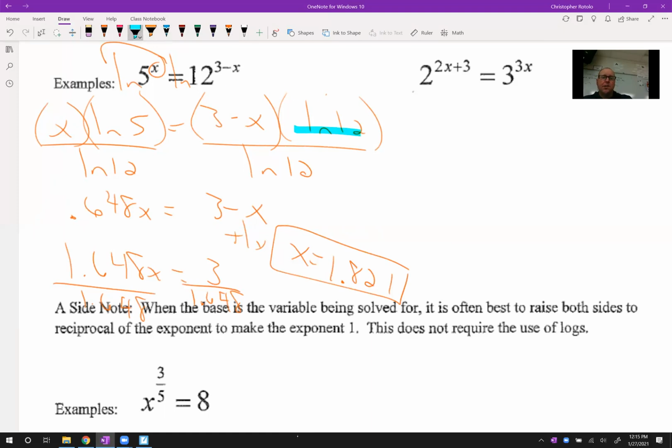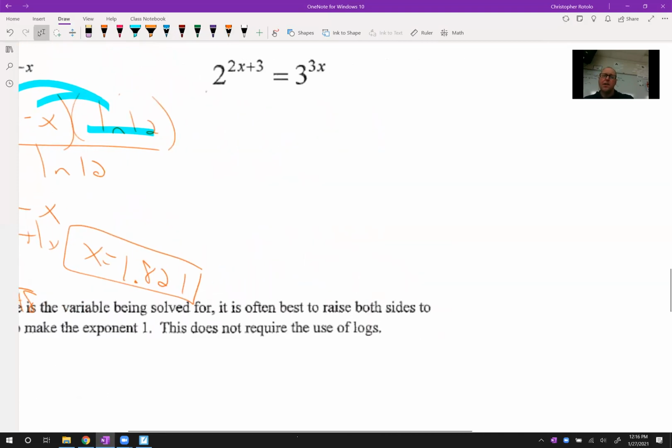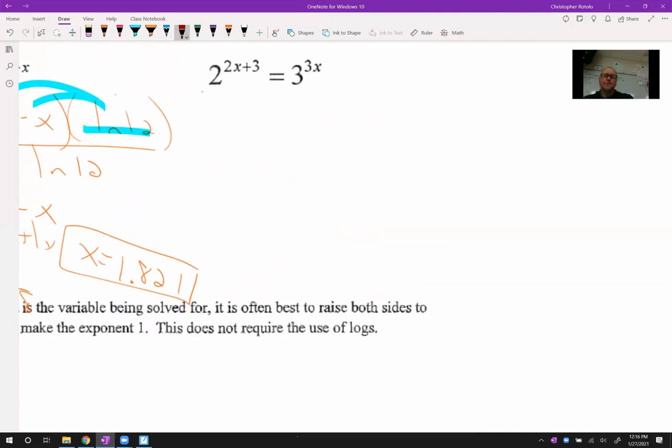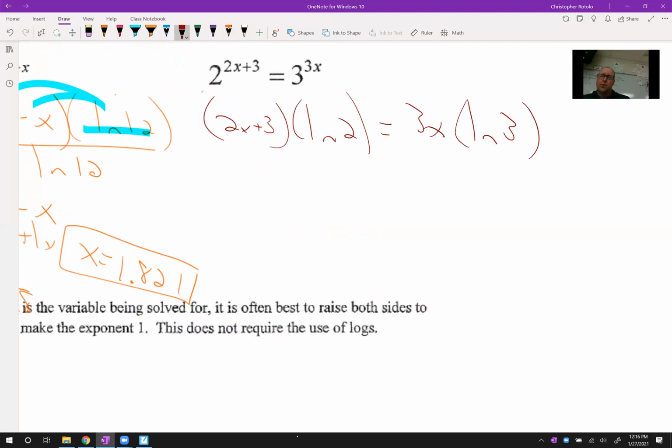All right, so sure, you can distribute. All right, quick rehash here. You can distribute and just deal with it as a decimal on both sides because you're going to multiply these together. I just want to show you that avenue. So it speeds up the steps a little bit. All right, so what are we going to have here? We're going to have 2x plus 3 times the natural log of 2 equals 3x times the natural log of 3.